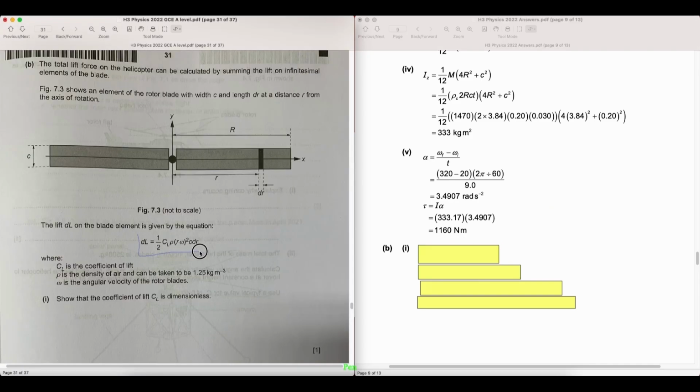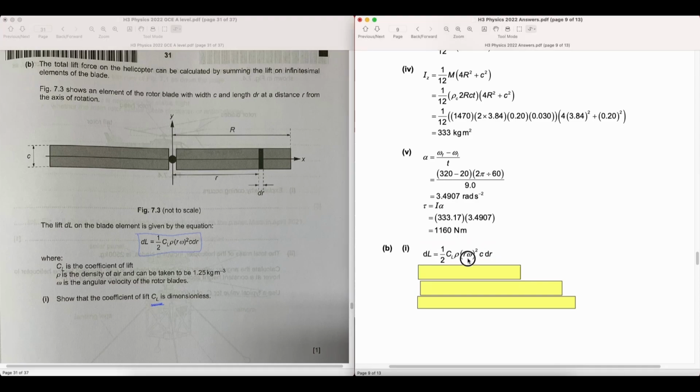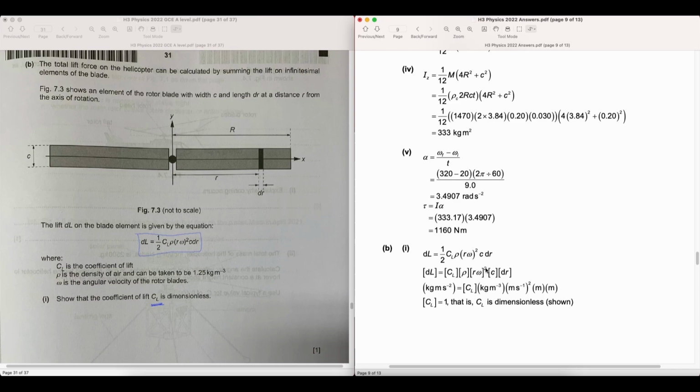We're given the following equation for the lift on the blade element, and we're tasked to show that the coefficient of lift is dimensionless. Calculating the units for both sides of the equation, we can show that the coefficient of lift is dimensionless. A few comments over here. One is to note that the unit of d is dimensionless, so the unit of dL is simply the unit of L. d over here just means a small contribution to the total lift, and dL is the thing that we integrate to obtain L. Same applies for dr. The unit of dr is just meters.